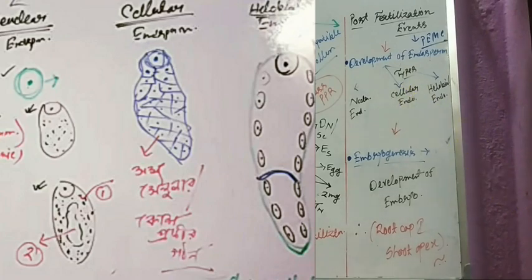And the last one, helobial endosperm. It occurs mostly in monocots. The endosperm is of an intermediate type between cellular and nuclear endosperm. This is called helobial endosperm. Example, Asphodelus families.